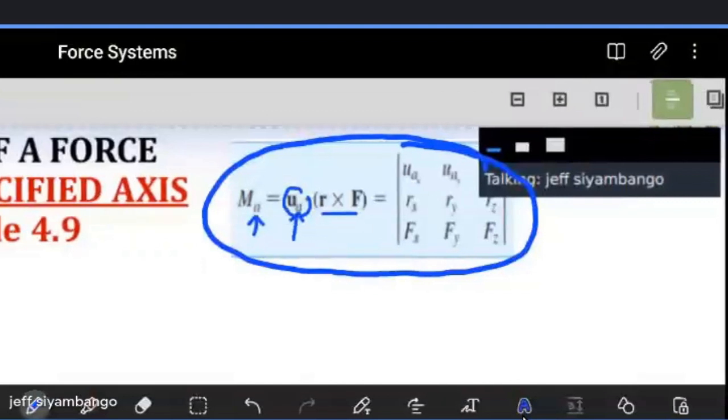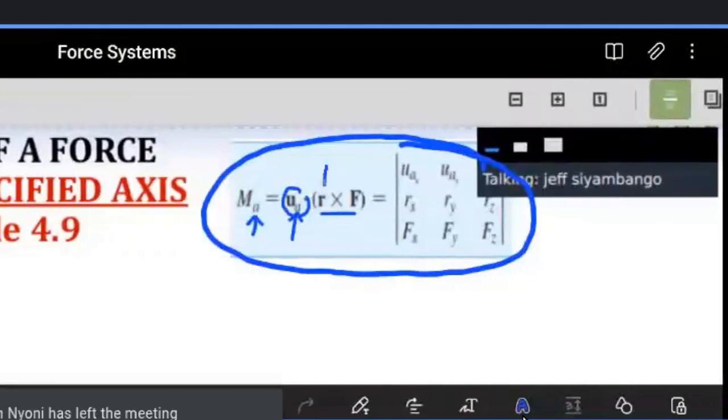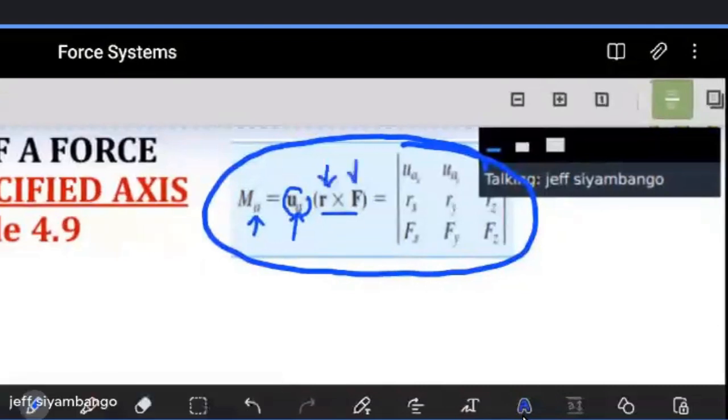This is the cross product of the position vector R to the force. The only other thing you must keep in mind is that this position vector must run from any point along the axis up to the line of action of the force. This is the only condition you have to keep in mind.